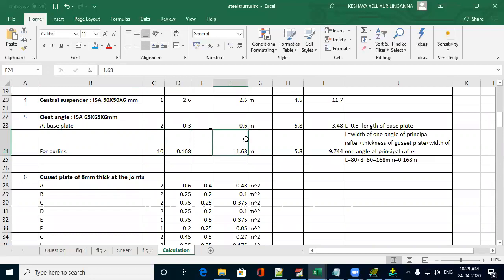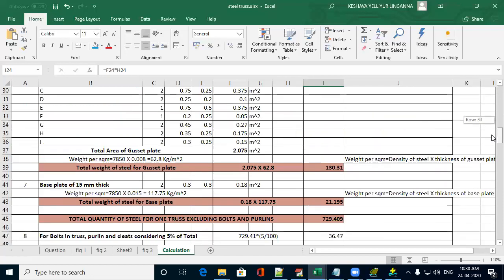Since it is 65 by 65 by 6, we have taken 5.8 kg per meter. If you multiply these two, you will get this one in kgs. Total steel used in kgs. No need to make the total for each and everything. At the end, we can make the total.